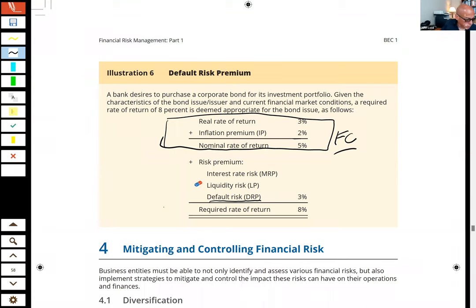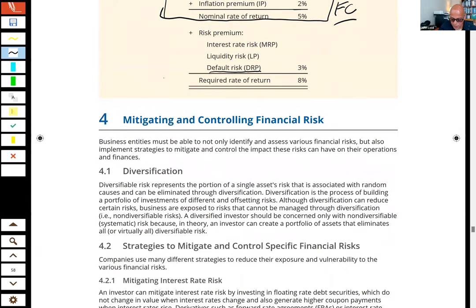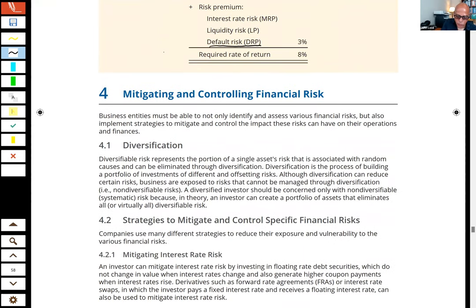Okay, come over and let's take a look at ways to mitigate and control these financial risks. So we understand something about these risks, and now we're going to try to mitigate them. Mitigate them means we're going to try to limit the bad impact of these different risks, right? Because risk is the potential for loss.